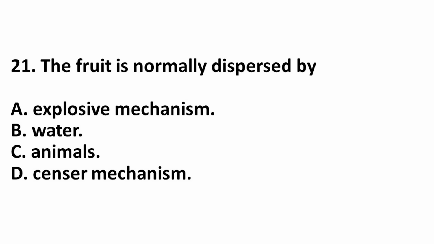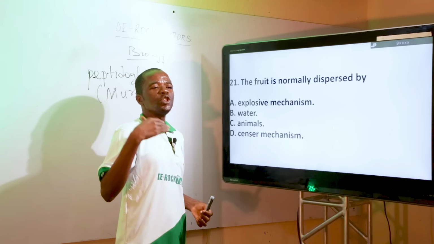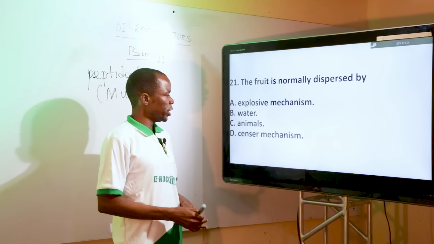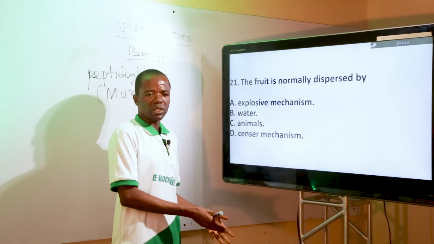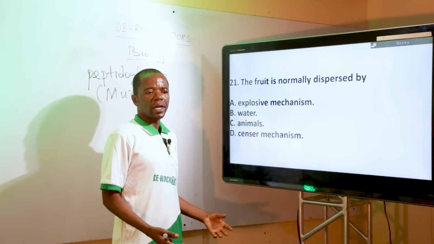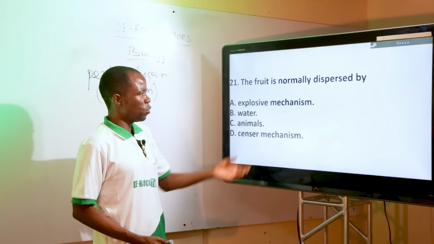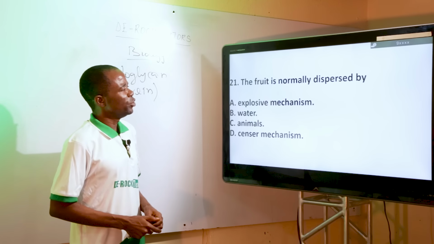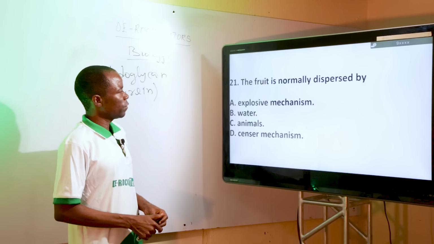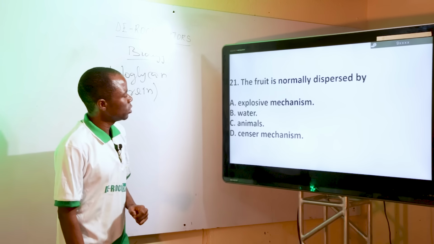The fruit is normally dispersed by dash. We know, precisely the fact that particular fruit is an orange, and the major agent of dispersal of oranges are animals. And animals in this context even include humans like you and I. So a person sucks an orange and then the seeds are just thrown anywhere. That is what dispersal is about. So animals are the main dispersal agent for this particular fruit, which is definitely an orange. So the correct answer for number 21 is option C.